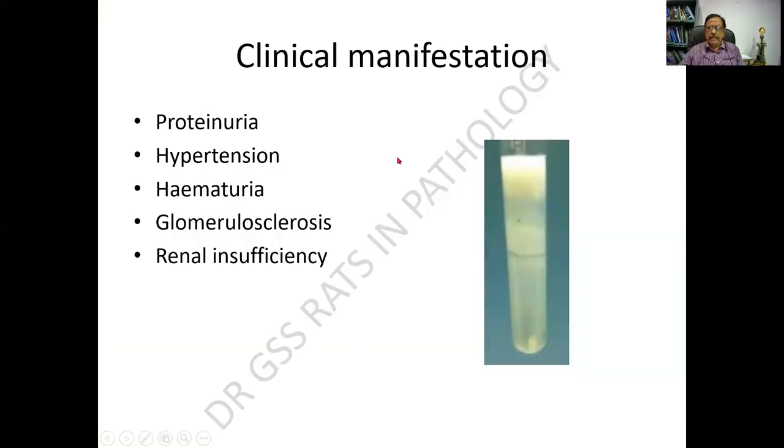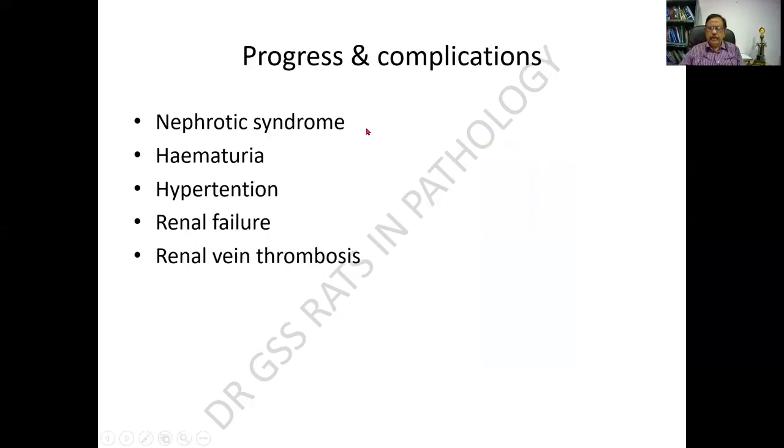And what will be the manifestation of this disease? There is proteinuria. Massive proteinuria, that is a component of nephrotic syndrome. Hypertension, hematuria, glomerulosclerosis or fibrosis, and later on renal insufficiency. The complications will be nephrotic syndrome as it is, hematuria, hypertension, renal failure, renal vein thrombosis. This is one of the important manifestations in a nephrotic syndrome.